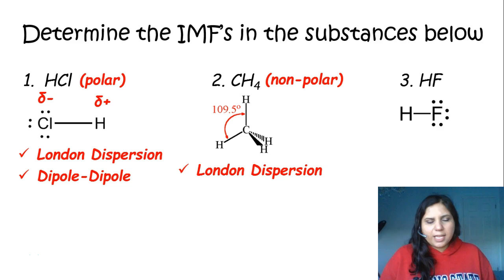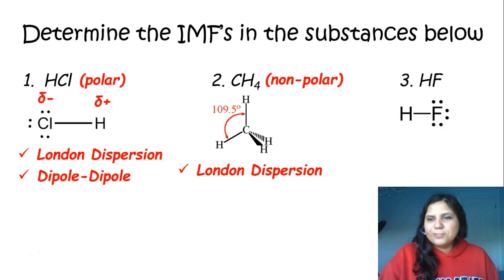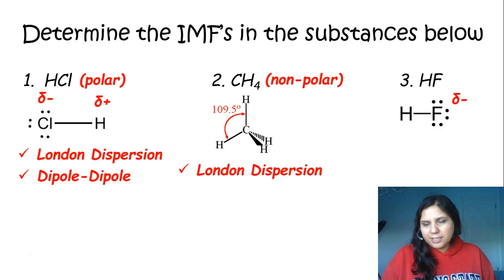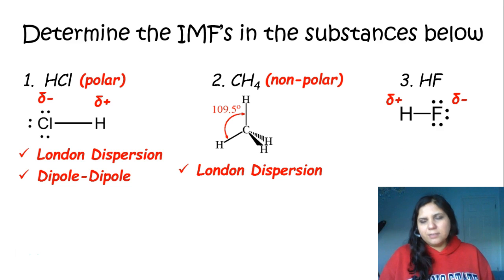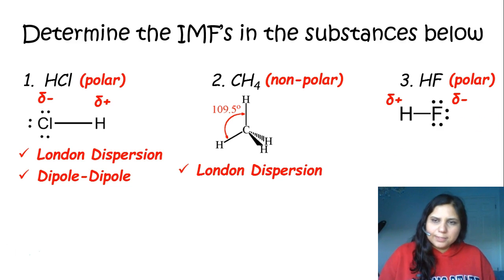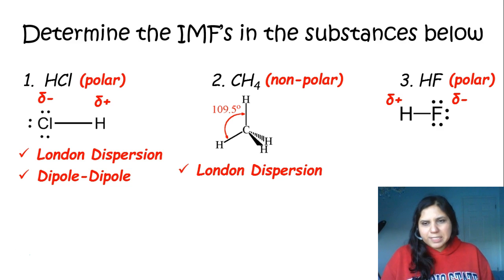All right, HF. Drawing the Lewis structure again. Looks just like HCl, except for it has an F. Fluorine is more electronegative than hydrogen, so it has most of the electrons most of the time, so it's slightly negative. Hydrogen is slightly positive, which means this is polar. All right, let's go through the list.